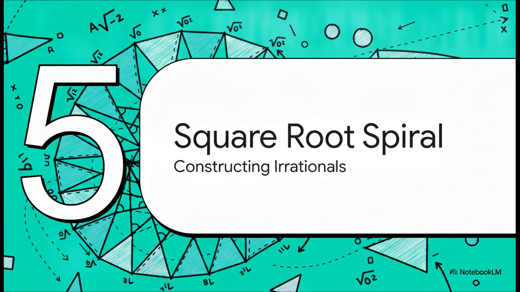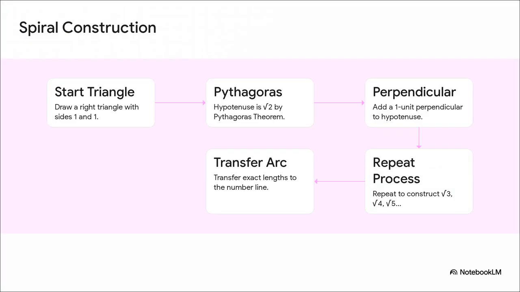All right, Section 5, the geometric square root spiral, constructing the irrational. Let's dive into how we actually evaluate and physically construct these seemingly impossible, non-repeating lengths. We use what's called the square root spiral. We start with a simple right-angled triangle, sides of 1 and 1. Then we apply the Baudhayana-Pythagoras theorem to find the hypotenuse, which gives us exactly the square root of 2.